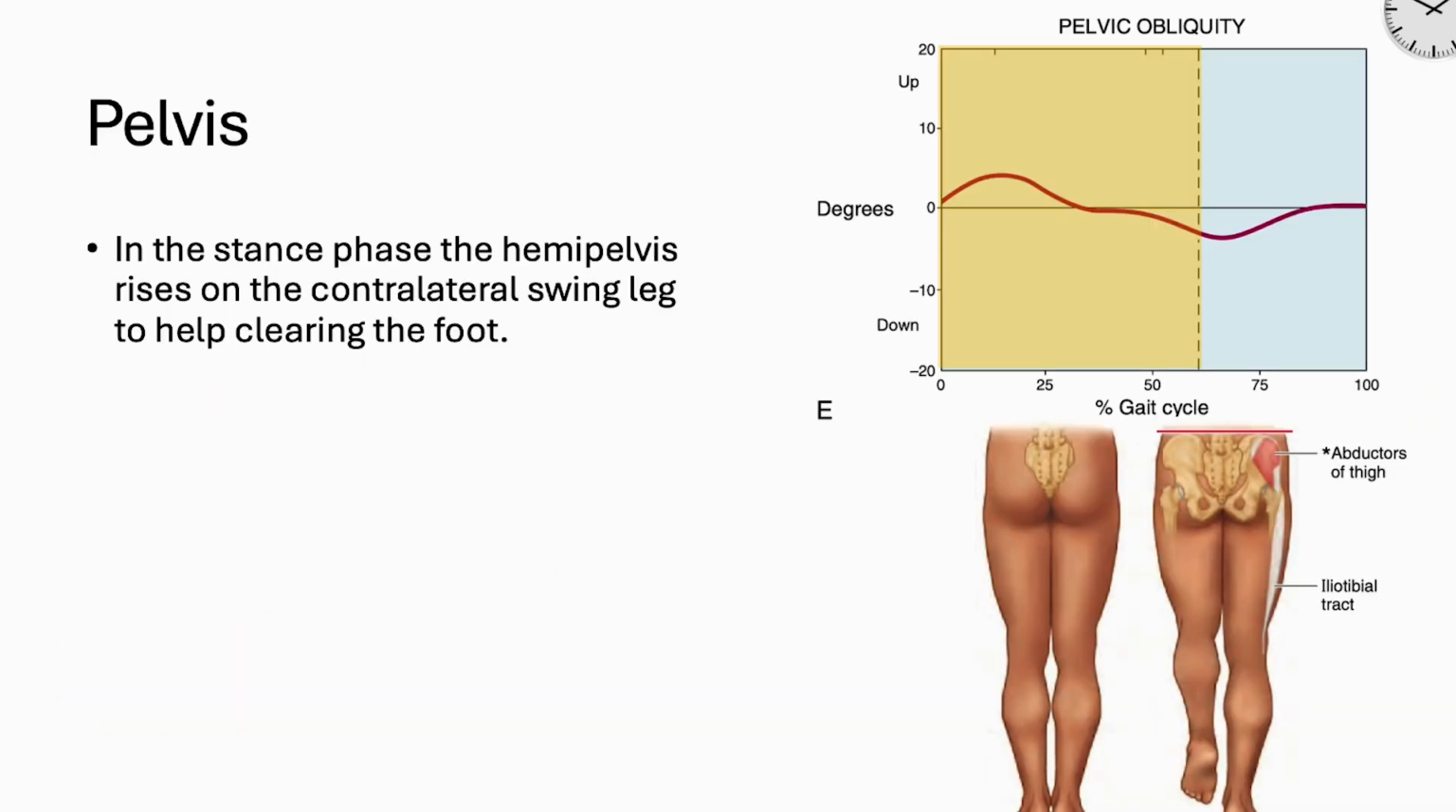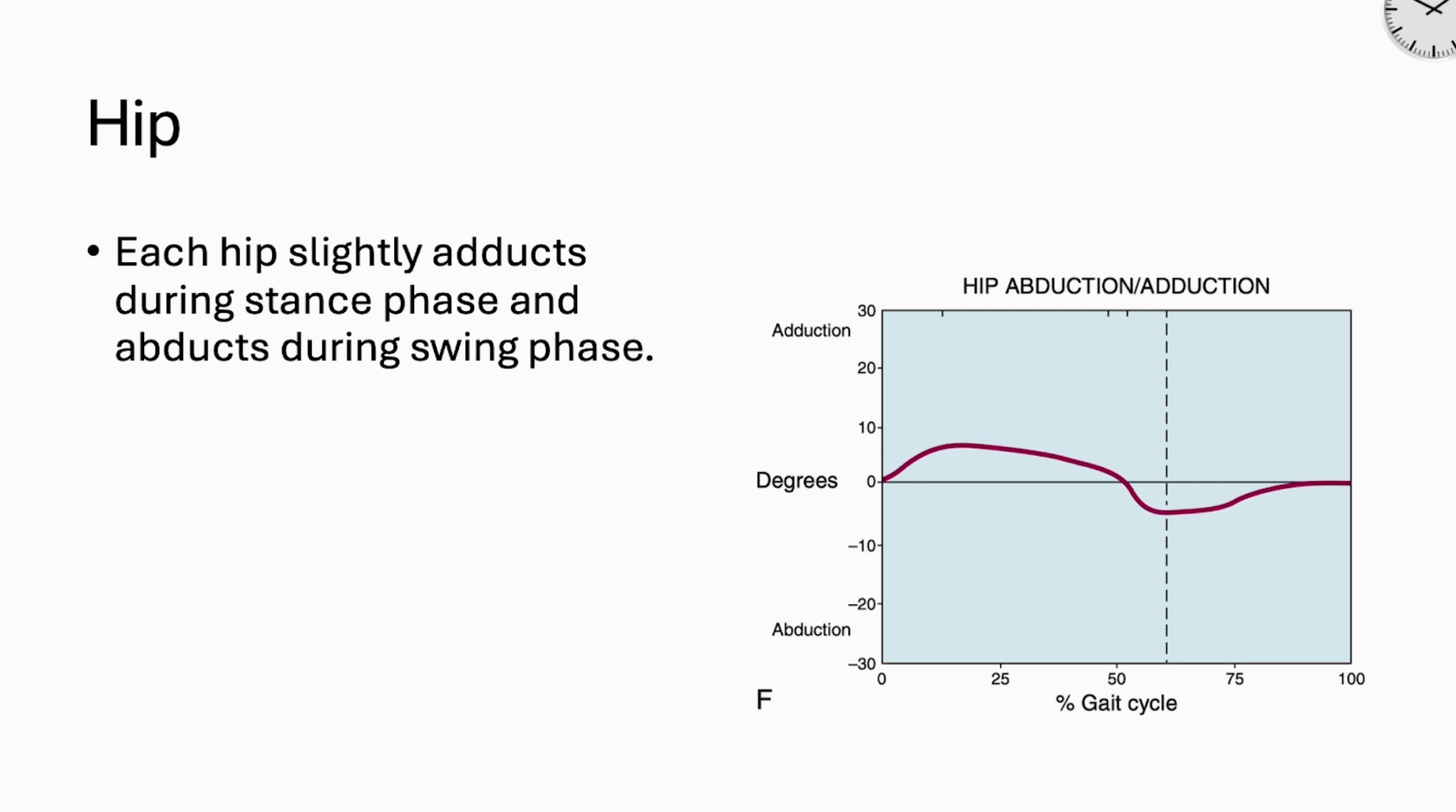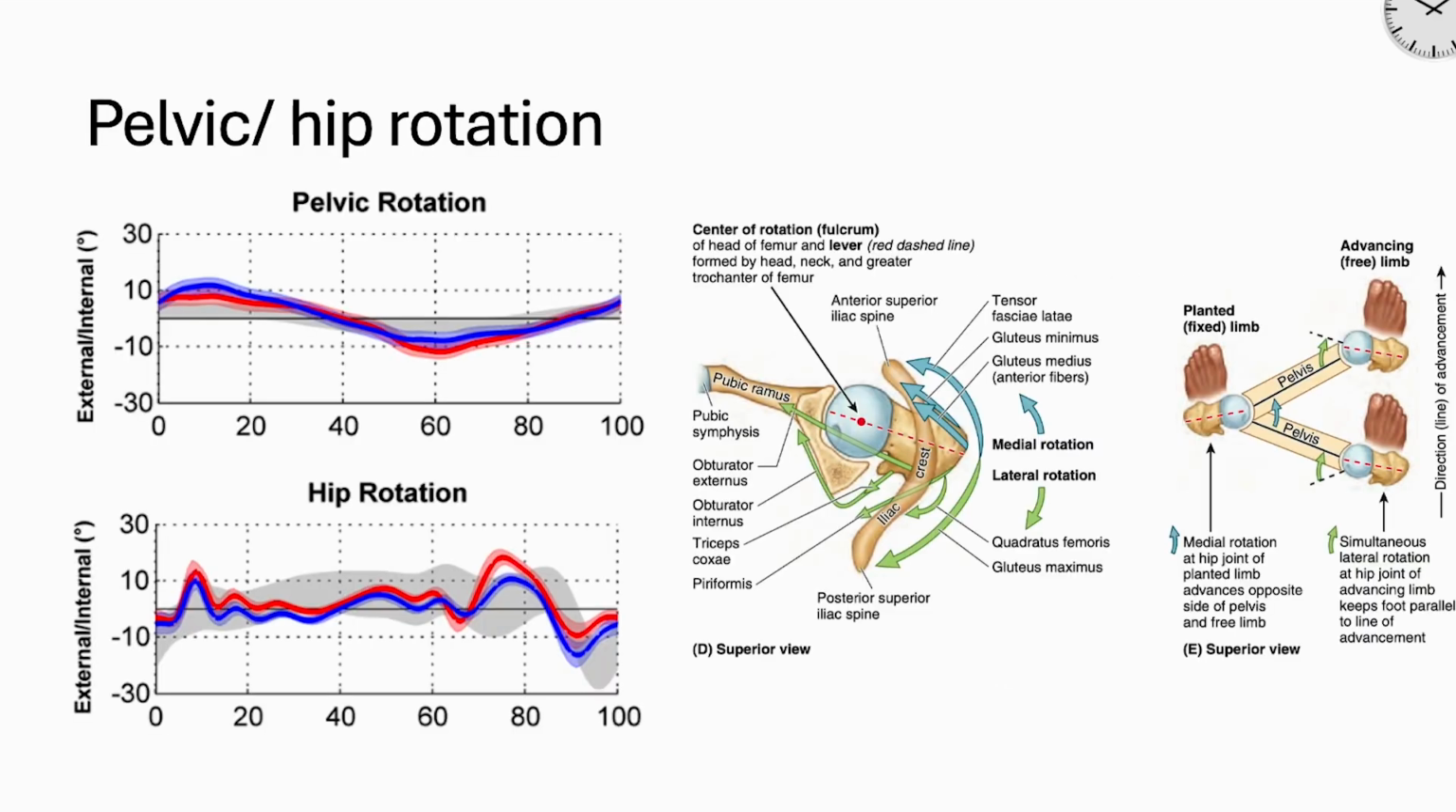Coronal plane kinematics. Pelvis. During the stance phase, the hemipelvis rises on the contralateral swing leg to aid foot clearance. This is driven by hip abductors on the stance limb. Hips. Each hip slightly adducts during the stance phase and abducts during the swing phase to assist with limb clearance and progression. Transverse plane kinematics.